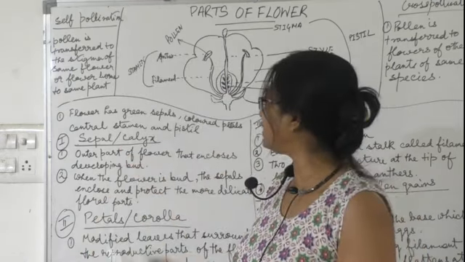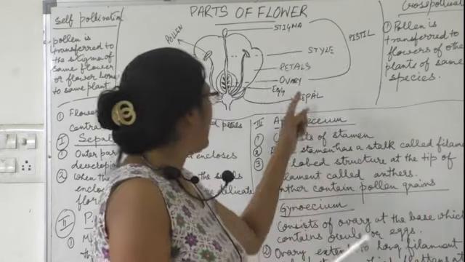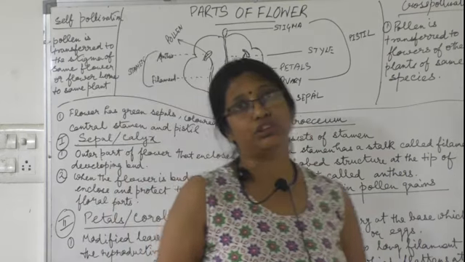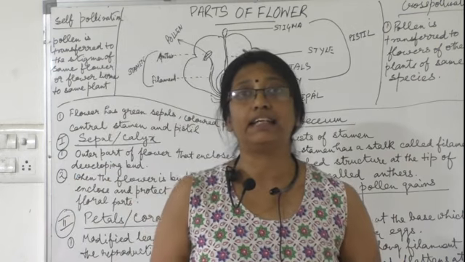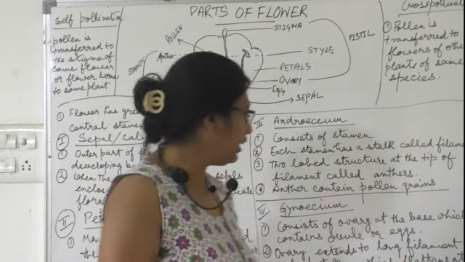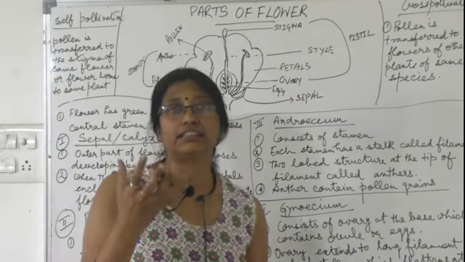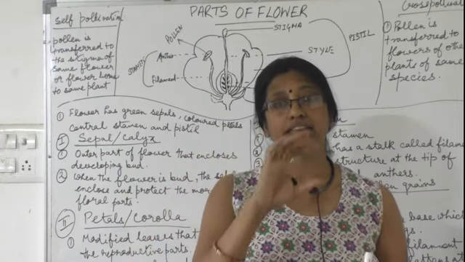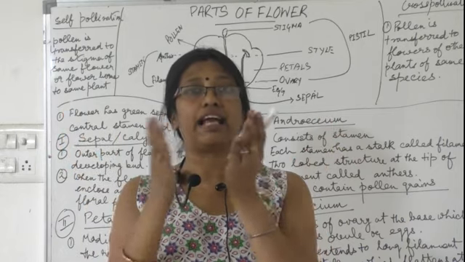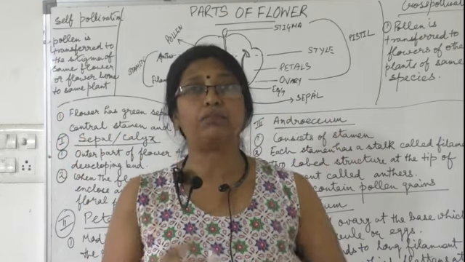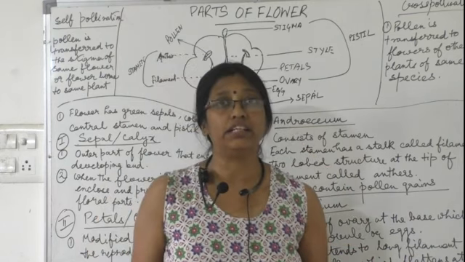These are the main parts of the flower: sepals, petals, androecium and gynoecium. Okay, now let's move on to the next topic, that is pollination. So what is pollination? As I have discussed, the anther contains pollen grains. That pollen grain should be shifted to the female part, otherwise how will the male gamete and female gamete fuse to form a zygote? So for this fusion there is a procedure called pollination.